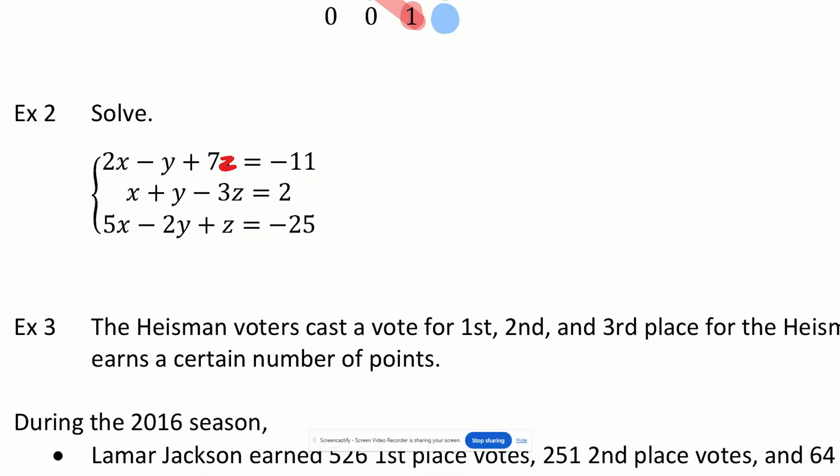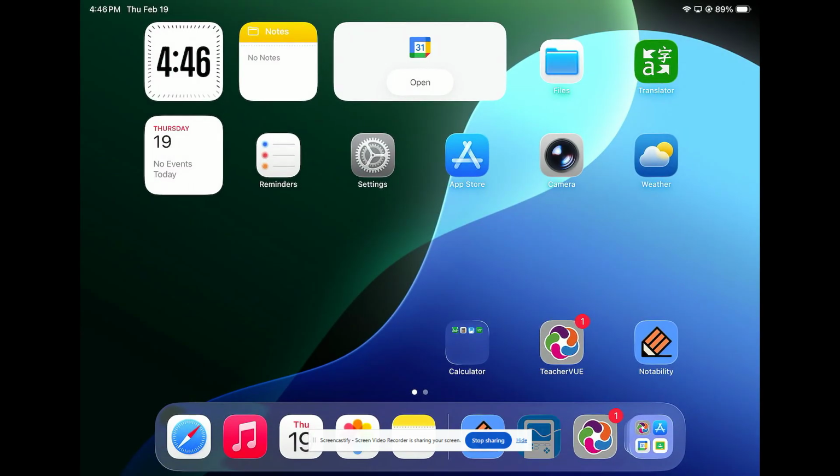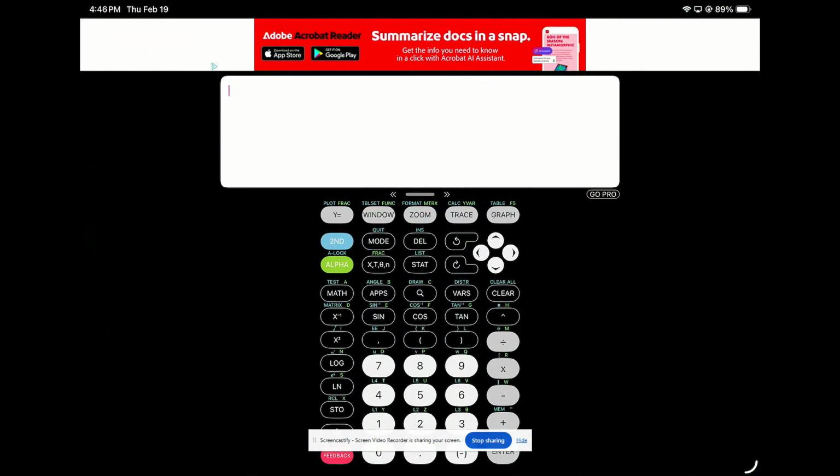So real quick, we'll do this one. There was a mistake. That 7 should have been 7Z. So let me walk you through this, okay? Let me close this down. I'm going to open up my TI-84 Plus, it's close to yours. And here's what we're going to do.